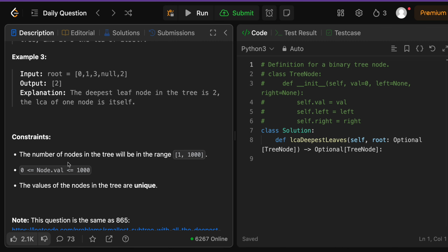So for the constraints here, we see that the number of nodes in the tree is always going to be in the range from 1 to 1000. The value of any node in the tree is always also going to be between 0 and 1000, and the values of the nodes in the tree are all going to be unique, just confirming what the problem statement said, and telling us that, okay, we don't have too large of input constraints.